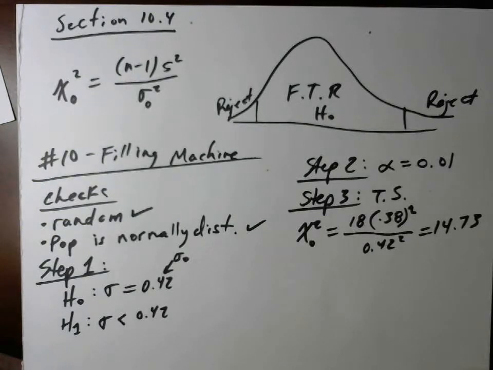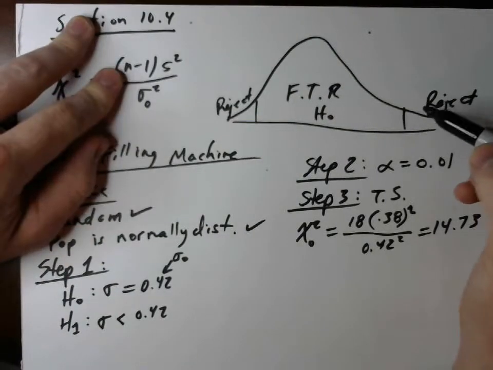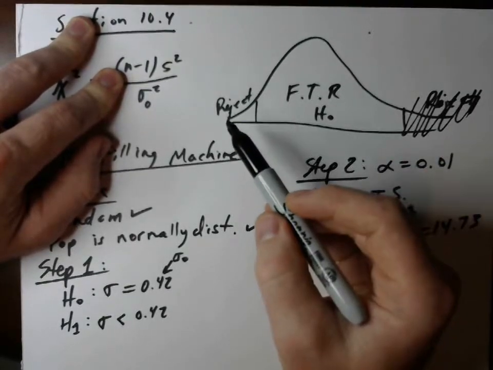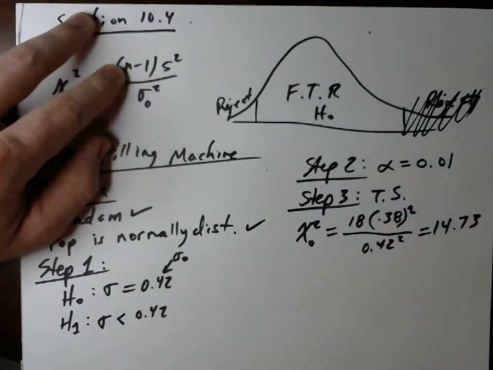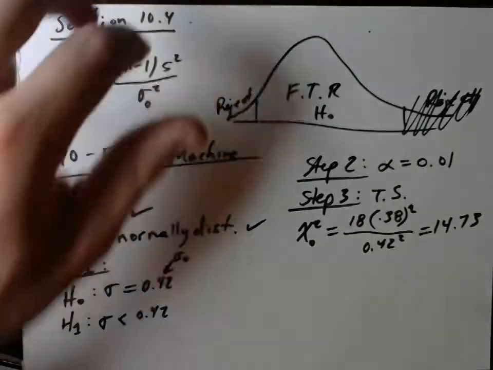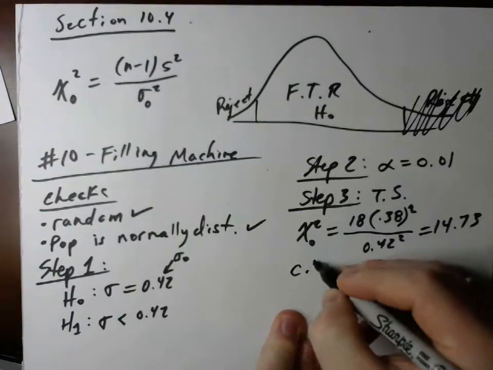Now, remember, we're doing a left tail test. If you want to imagine a picture, if we're doing a left tail test, we can ignore that. The rejection region is here. So is 14.73 far enough left to reject? We need to compare this to the critical value.